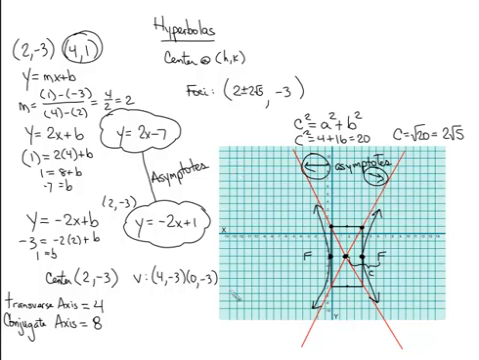Now, I mentioned before about a and b. Our a is this distance here. Our b is this distance here. So I did want to point that out again. A is the distance from the center to a vertex. B is the distance from the center to the other end of the box. We don't call that a covertex because the graph doesn't actually touch it. So we do have covertices with ellipses, but we don't have them with hyperbolas.